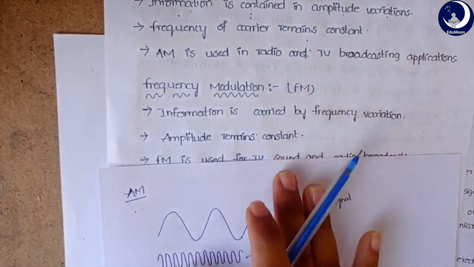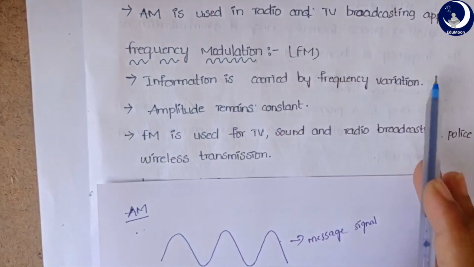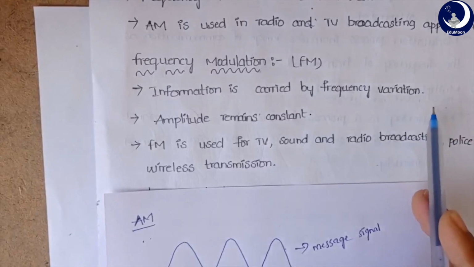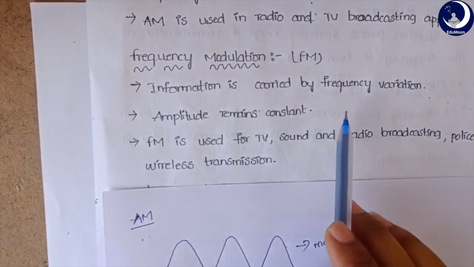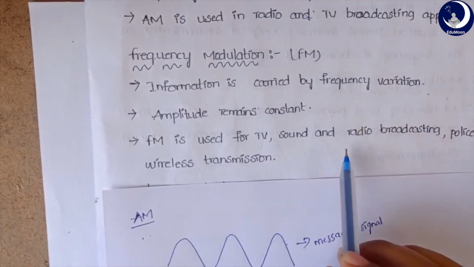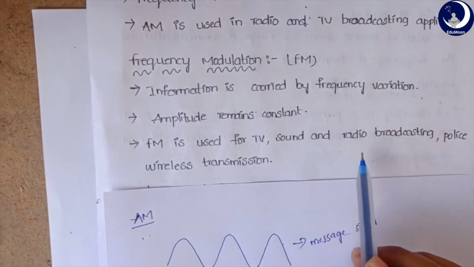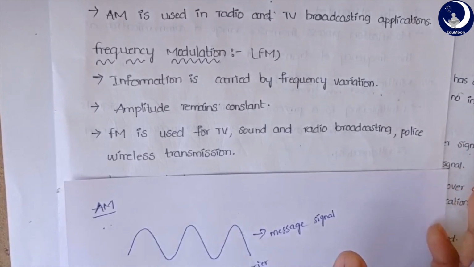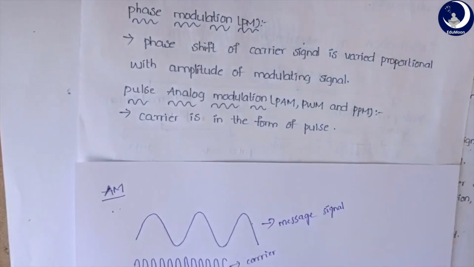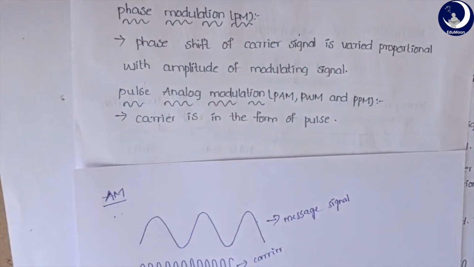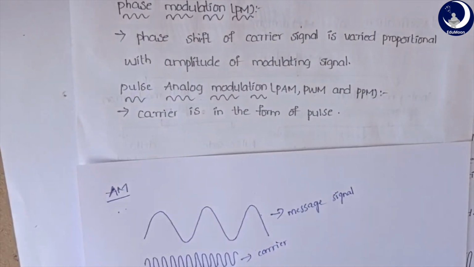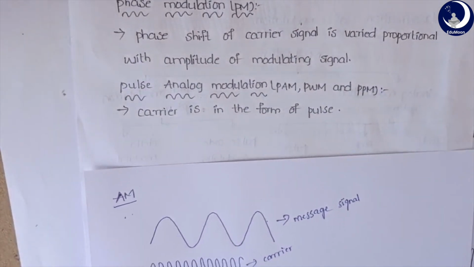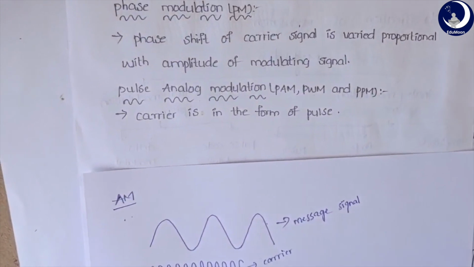And next one is frequency modulation. In frequency modulation, information is carried in frequency variation, and amplitude remains constant in here, and it is mostly used for TV broadcasting, and also it's used for radio and sound broadcasting. And next one is phase modulation, where there will be a phase shift in the carrier signal with respect to the message signal. And next one is pulse analog modulation.